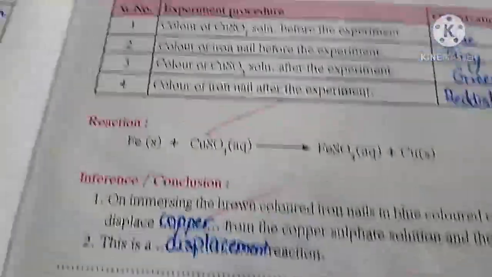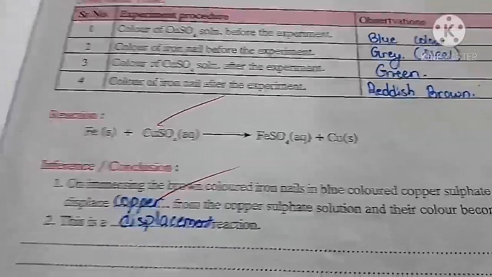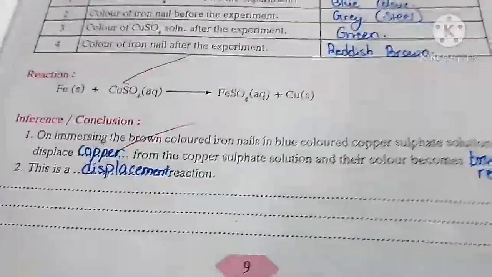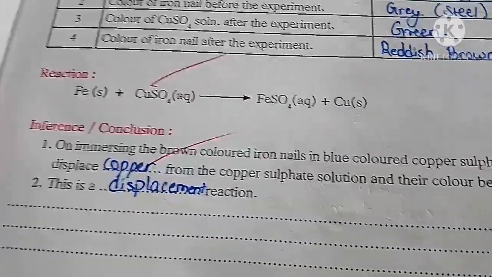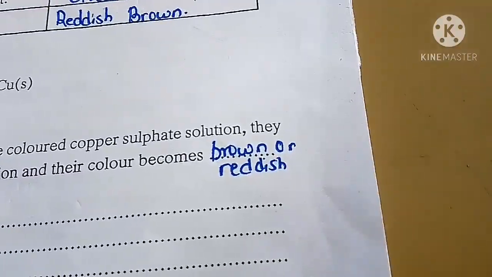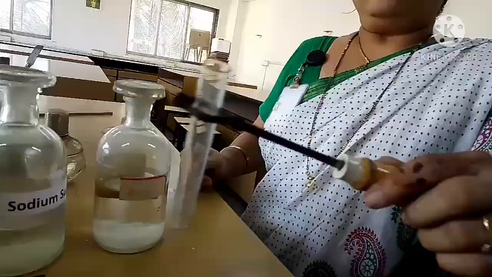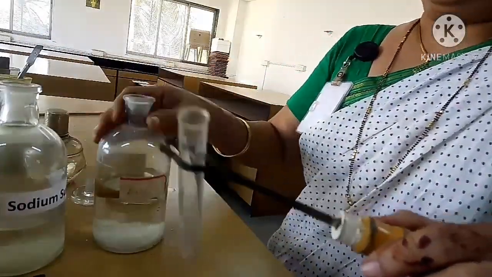What is the type of reaction? Fe plus CuSO4 gives FeSO4 plus Cu. It is a displacement reaction. On immersing the iron nails in a blue colored copper sulphate solution, they displace copper from the copper sulphate solution, and then the color becomes brown or reddish. This is called displacement. The next part of the reaction is sodium sulphate.